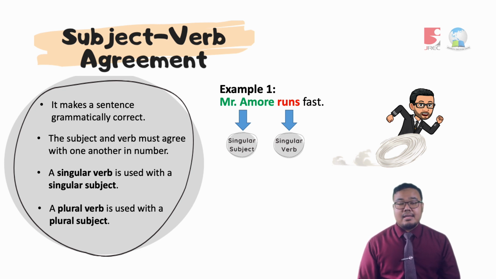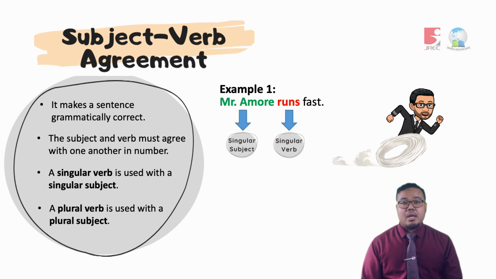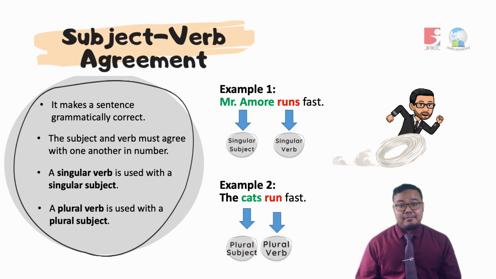Okay, let's look for another example. For plural one, the cats run fast. Okay, the cats here is a plural, so plural subject. So it must be followed by a plural verb, which is run. We cannot make a sentence which is the cats runs fast. It is grammatically wrong. So we have to use the cats plural and run as a plural verb. Okay, now you understand, right?